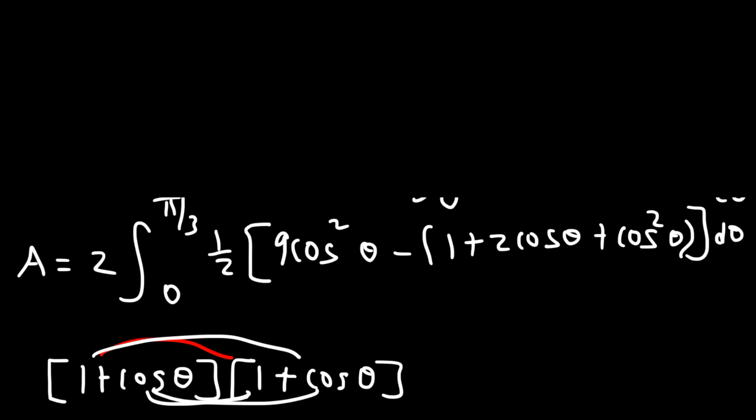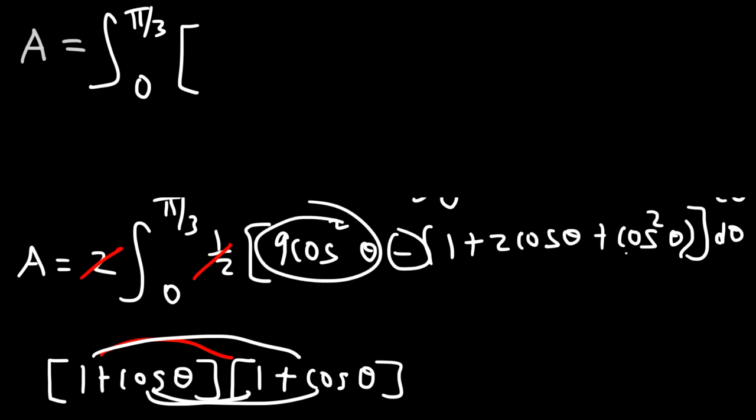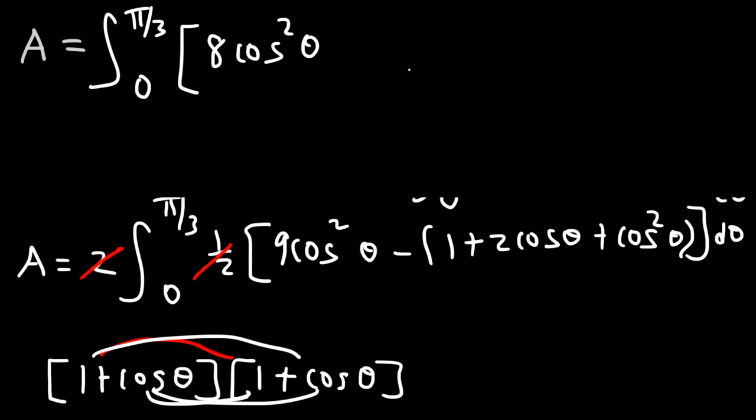Now, we could cancel the 2 and the 1/2 out in the front. So the area is going to be the integral from 0 to pi over 3. And then we can combine 9 cosine squared minus cosine squared. So that's 8 cosine squared theta. And then it's going to be minus 2 cosine theta minus 1 d theta.